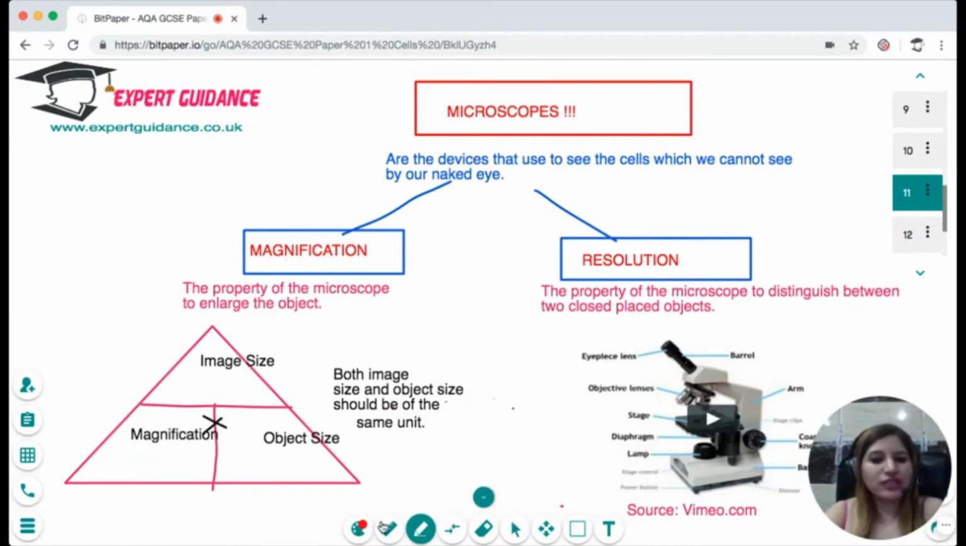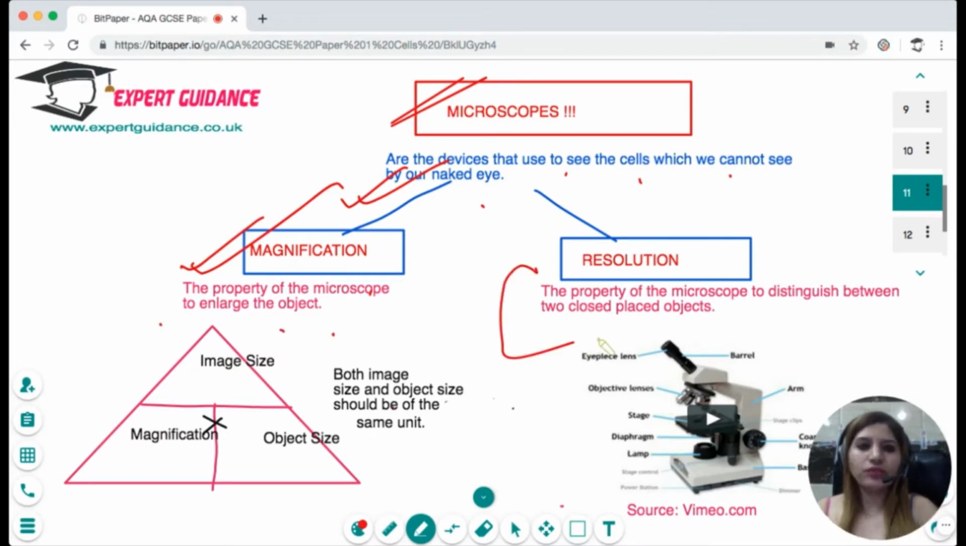Now the question comes in: the cells we cannot see with the naked eye, so we take the help of microscopes. Microscopes are devices used to see the cells which we cannot see by our naked eye. There are two properties of microscopes which are important and you should know the definitions of them. First is magnification. Magnification is the property of the microscope to enlarge the object, and resolution is the property of the microscope to distinguish between two closely placed objects.